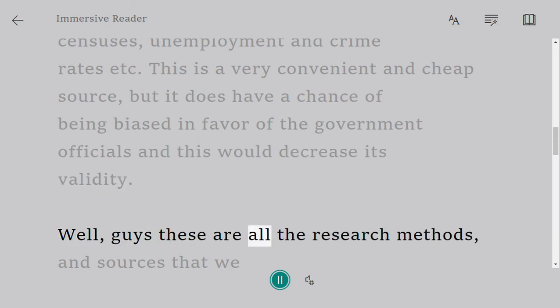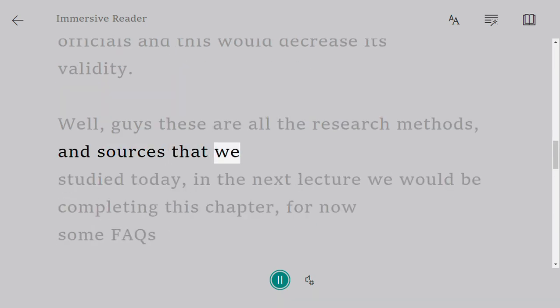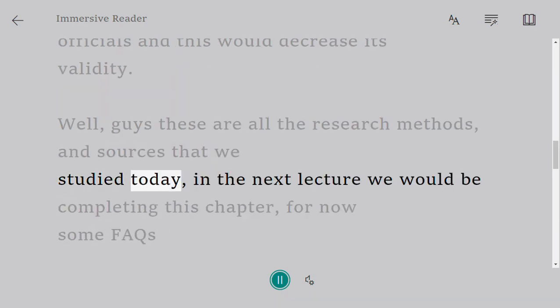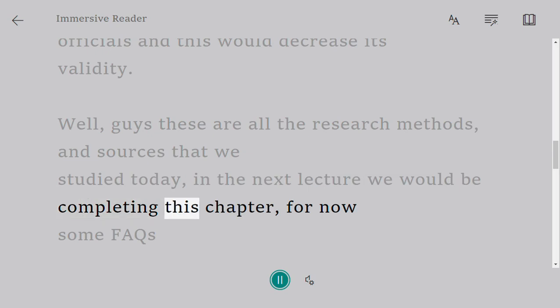Well, guys, these are all the research methods and sources that we studied today. In the next lecture we would be completing this chapter. For now, some FAQs. Q1.